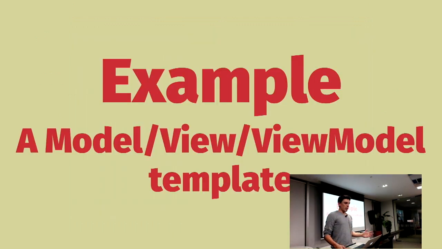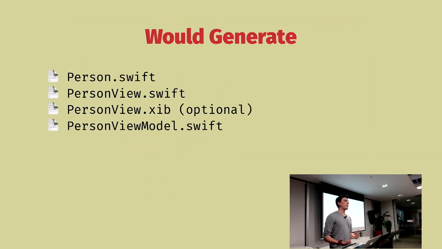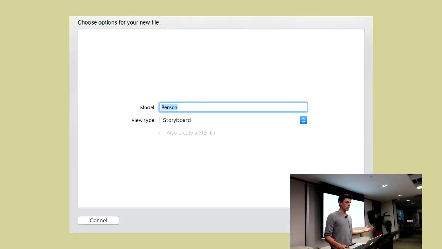So let's imagine that we want to create a template to create a model, a view, and a view model for an iOS project. Something that, for example, if you say I want to model something for a person, it would create a person.swift, person view, potentially a person view.xib, and a view model as well. So how would we go about doing something that would look like that?